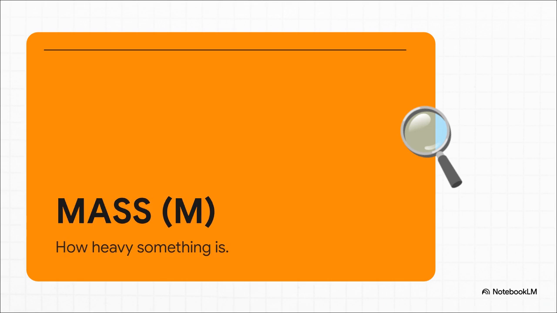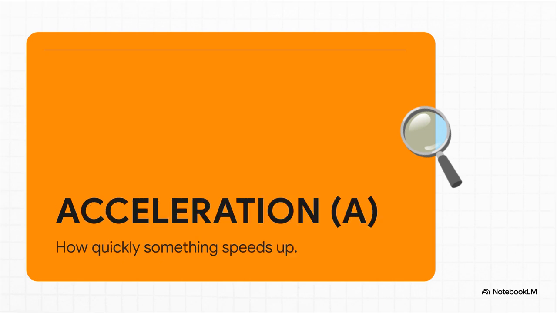Next in line is M, for mass. Now, mass is basically how much stuff an object is made of. Think of it like this. An object with more mass is just harder to get moving, and once it is moving, it's harder to stop. It's got more inertia. And finally, we have A for acceleration.